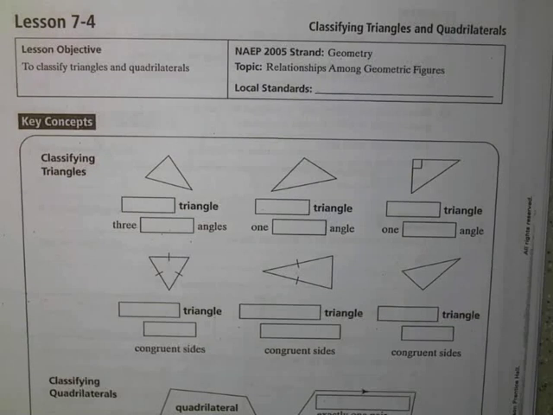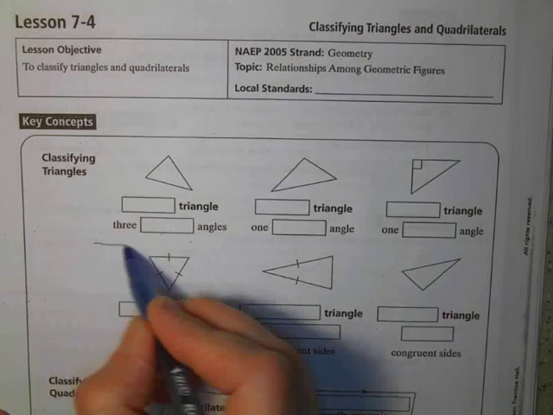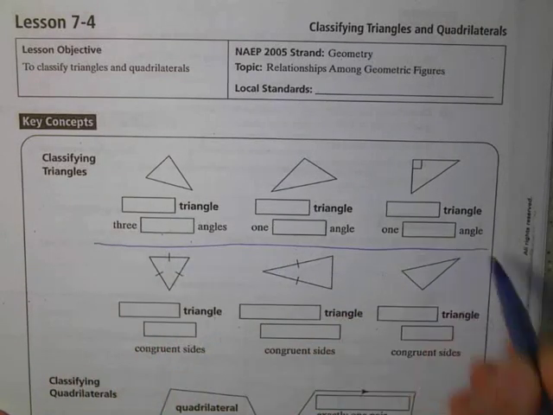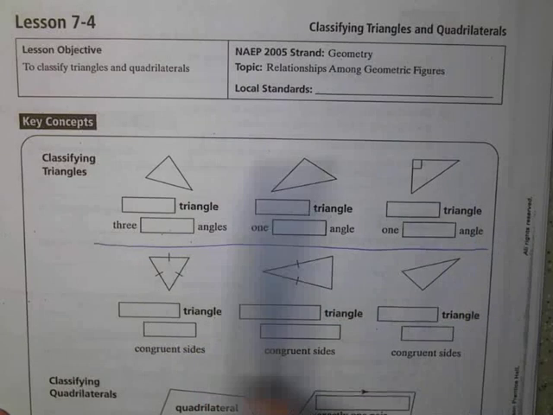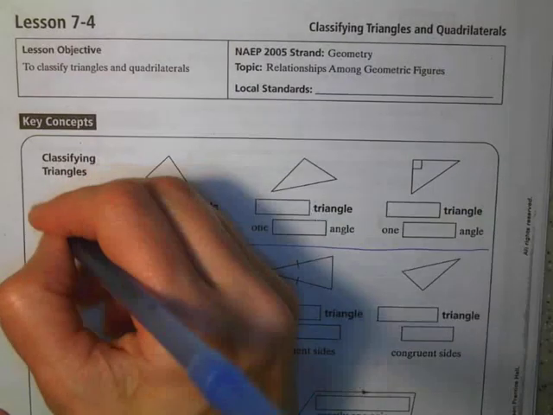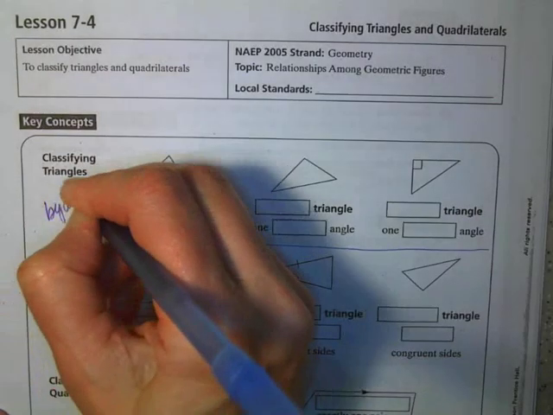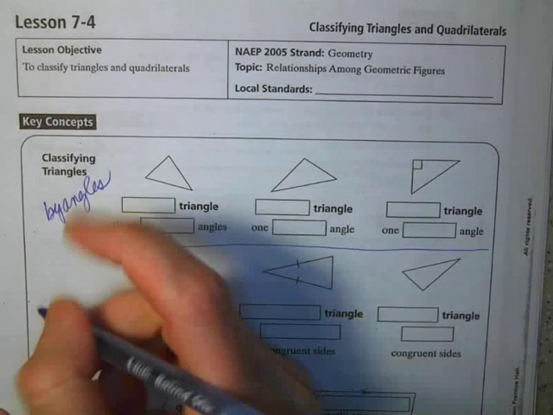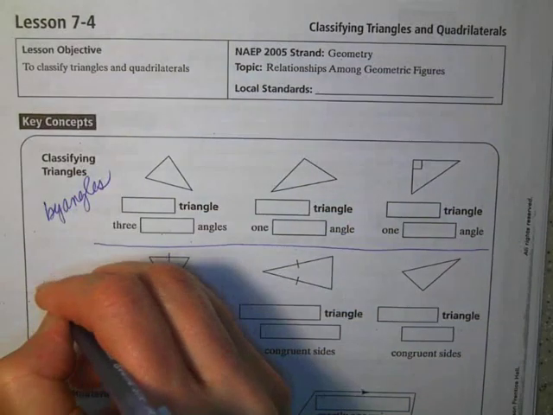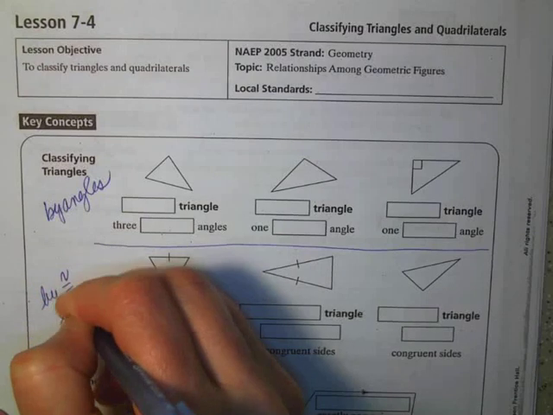This is Lesson 7-4 for Course 3, Classifying Triangles and Quadrilaterals. Our objectives are simply to classify triangles and quadrilaterals. When we look at triangles, we actually have two ways to classify them. I'm going to draw a line, and the first three we'll talk about classifying by angles, and then the second three would be by congruent sides.